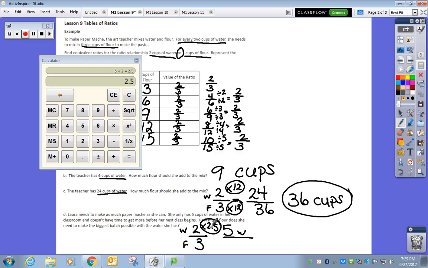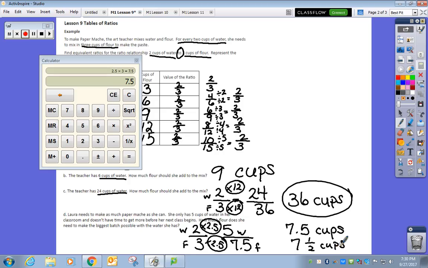Since I multiplied my numerator by 2.5, I'm going to multiply my denominator by 2.5 as well. And I wind up with 7.5 cups of flour. And 7.5 and 7 1/2 are the same thing, so you could either have 7.5 cups or you could have 7 1/2 cups. Those are the same thing.